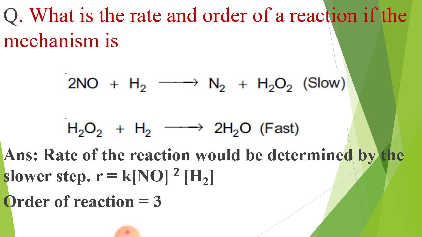So now you have to look at the slow step. Here the slow step contains 2 molecules of NO and 1 molecule of H2. So this is a trimolecular reaction, and the rate should be written like this: R equal to K [NO] power 2 [H2] power 1. That's why the order of reaction should be 3. So here molecularity is 3 and order of reaction is also 3. So in this way you can calculate the rate of reaction by finding the slow step of the reaction from the given mechanism.